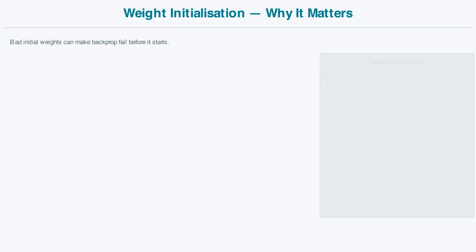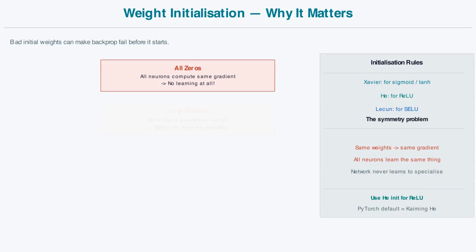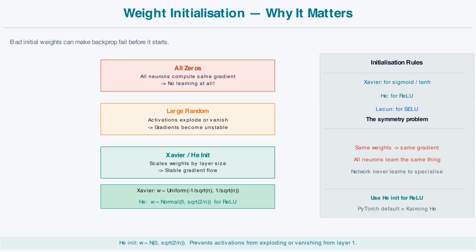Before backpropagation can do anything useful, the weights need to start at sensible values. This is weight initialization. If you initialize all weights to 0, every neuron computes the same gradient, a phenomenon called the symmetry problem, and the network never learns to specialize. If you use large random values, activations explode or vanish from the very first forward pass. Xavier initialization scales weights by the inverse square root of the number of inputs, designed for sigmoid and tanh activations.